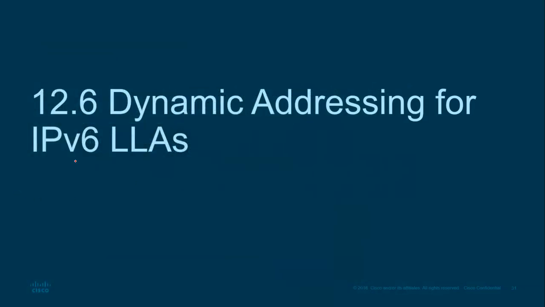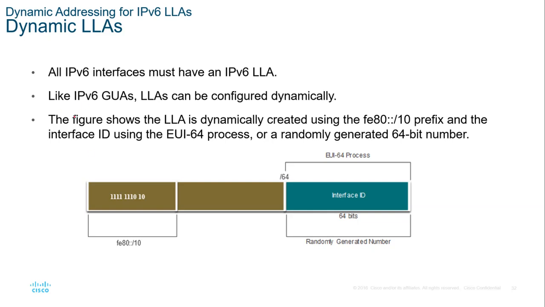Dynamic addressing for IPv6 link local address. All IPv6 interfaces must have a link local address. It's a must that every time you enable IPv6 interfaces, link local addresses are automatically generated. Like IPv6 global unicast address, link local address can be configured dynamically. The figure shows link local is dynamically created using this and then the prefix, and the interface ID using the extended unique identifier process or a randomly generated 64-bit number.